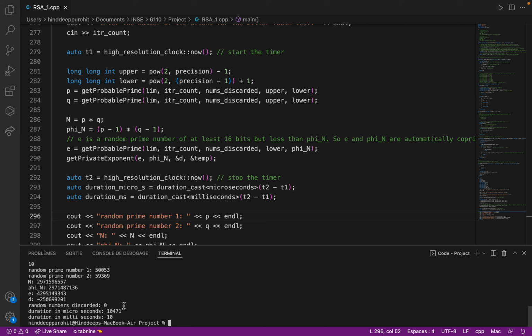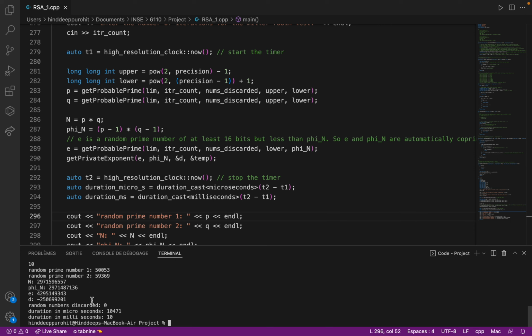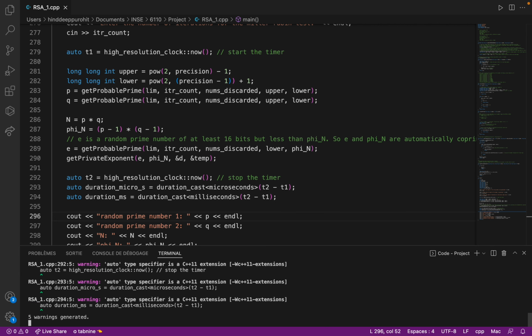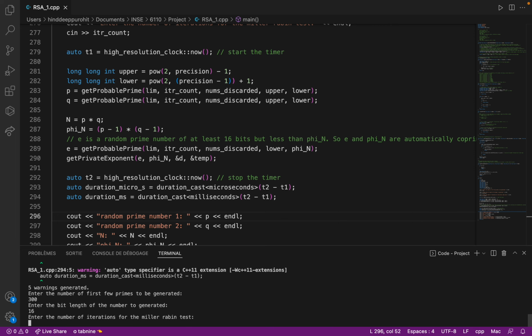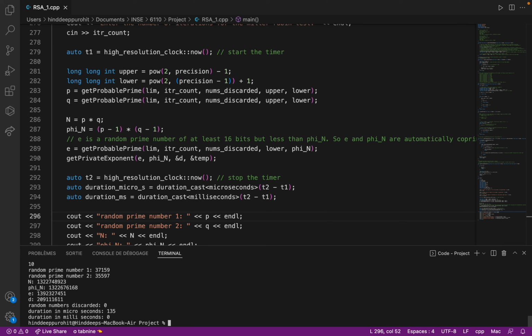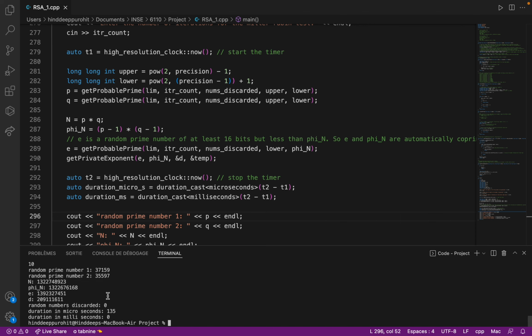So this is our result. We got n as this value, phi n, e, and d. But since the value of d cannot be negative in our case, let's run this program once more. Number to be generated 300, enter the bit length 16, iterations 10. Okay, so I'll be using these values for our project.